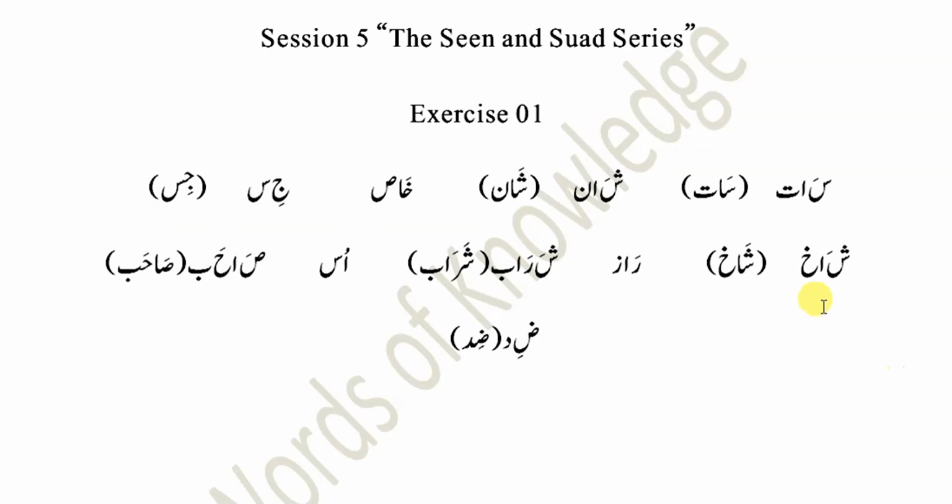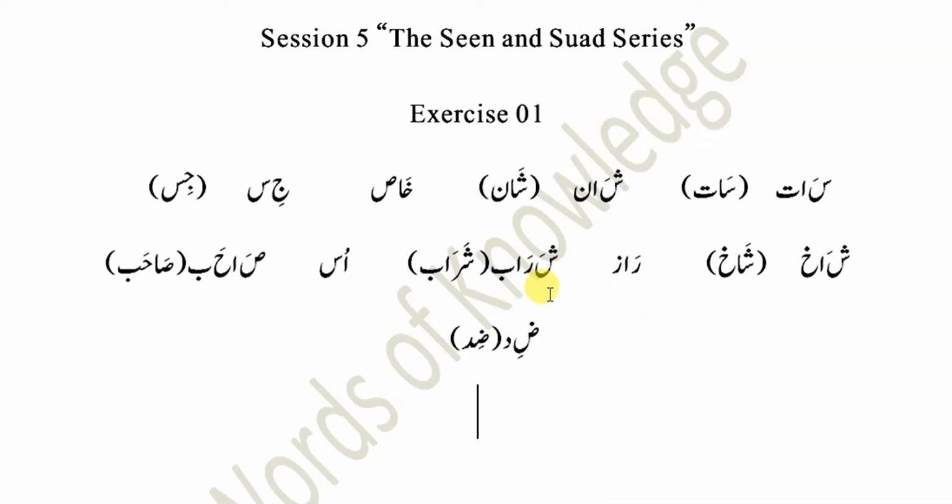Next one has Sheen, Alif and Khe, and Sheen has a diacritical mark over it. It is called a zabar sign, and its sound is like a sound. The whole word is called Shah. Then the next word has 3 alphabets: Re with a zabar sign, then Alif and Ze, and the word is called Raz.